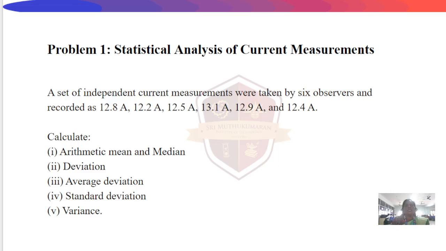Here, a set of independent current measurements is given. Six observers measured the same current and recorded the following values: 12.8 amps, 12.2 amps, 12.5 amps, 13.1 amps, 12.9 amps, and 12.4 amps. We are asked to calculate arithmetic mean and median, deviation, average deviation, standard deviation, and variance. So this is a complete statistical analysis problem. First, we will write the given values and the number of observations. Number of observations n is equal to 6.